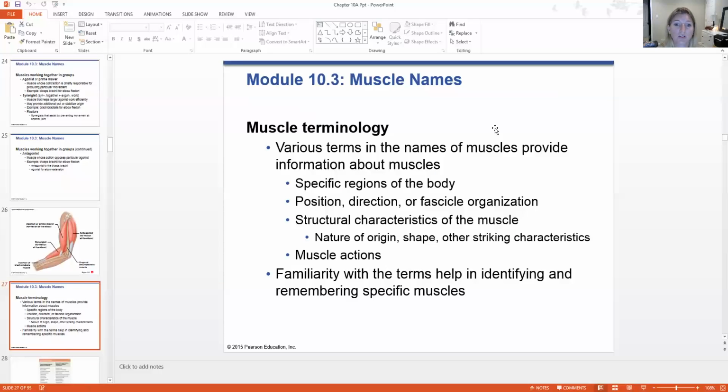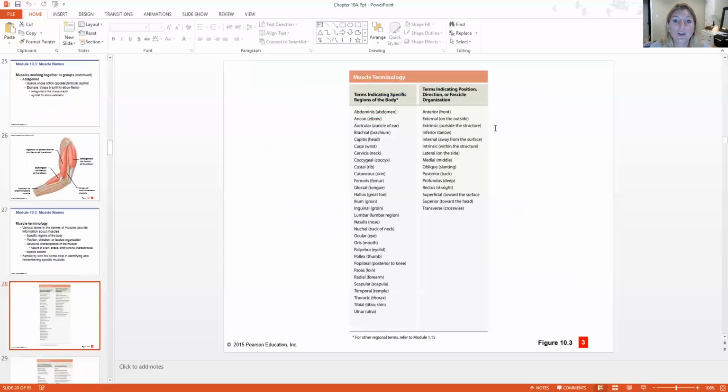Usually, as I just mentioned, they're named after either the specific region of the body, the position, direction, and fascicle arrangement, their structural characteristics like their origin or their shape or any striking characteristics, as well as their action. So there are specific muscles called flexors, there are specific muscles called extensors, and that tells you exactly what they do. They flex or extend. So as soon as you understand how these things are named, you can pretty much deduce any muscle in the body, except there's always a weird random one. Right? Here are the terms. So just look at it.